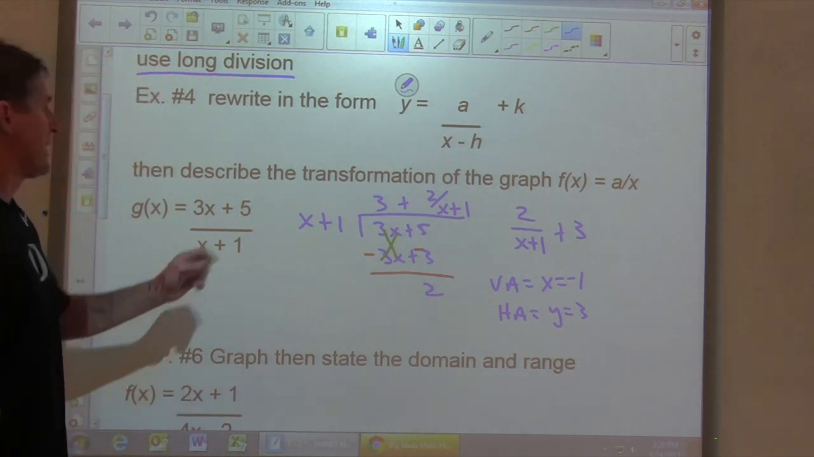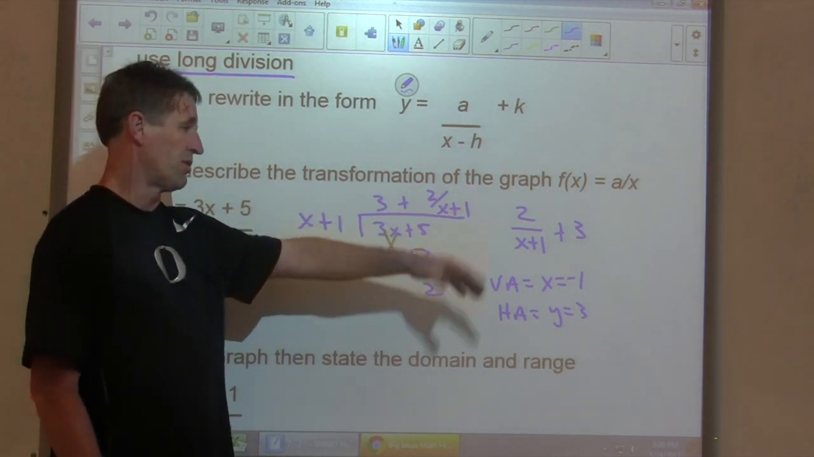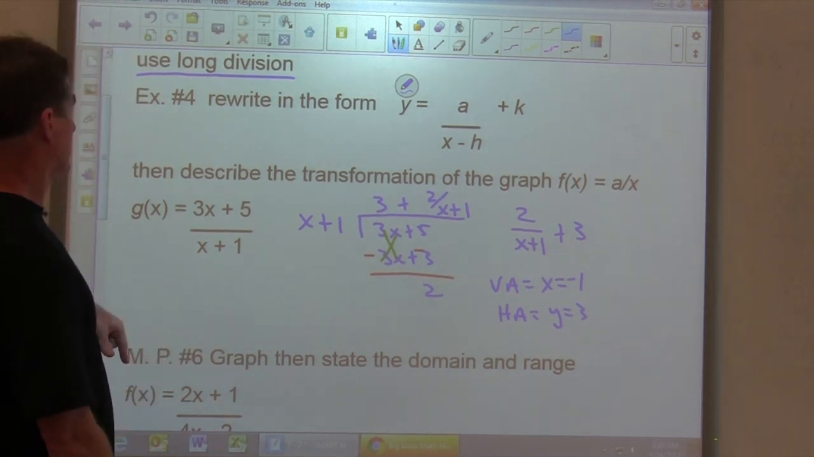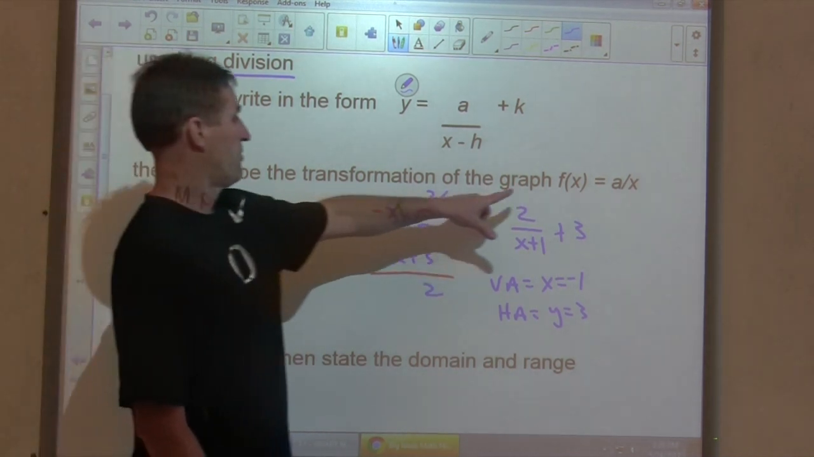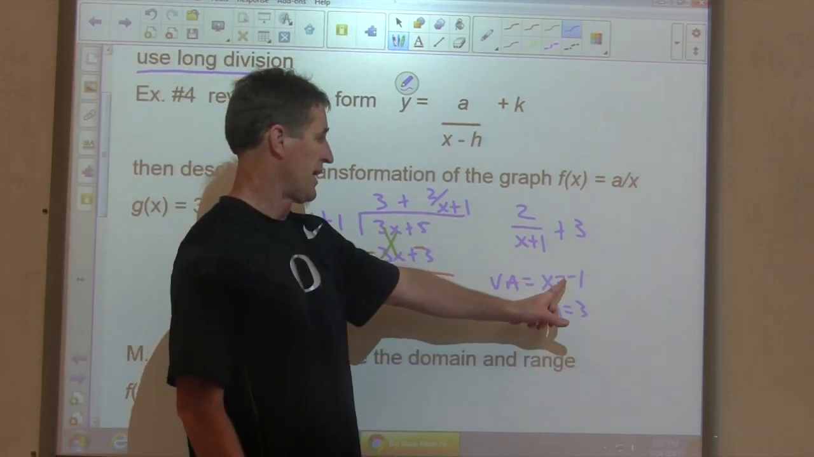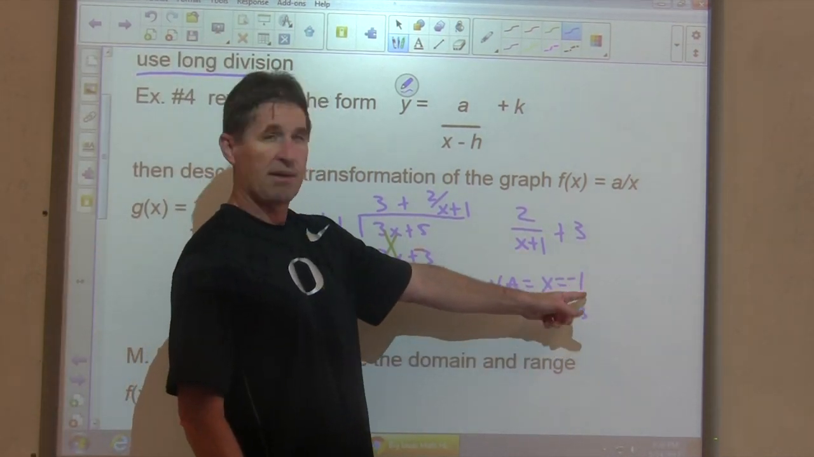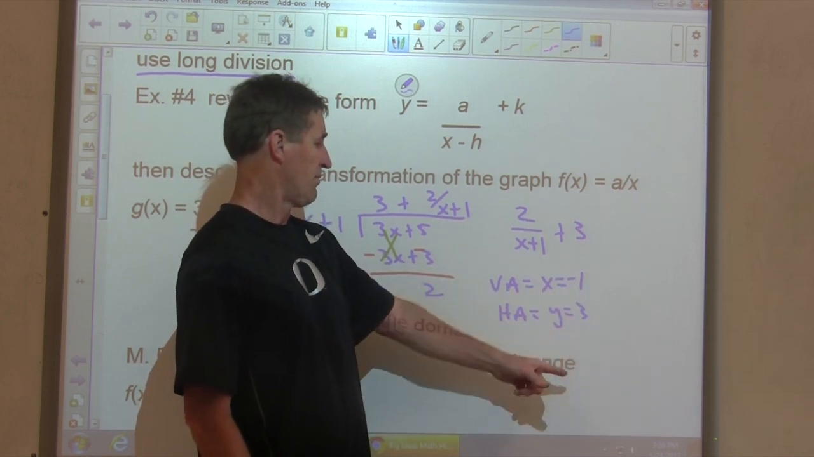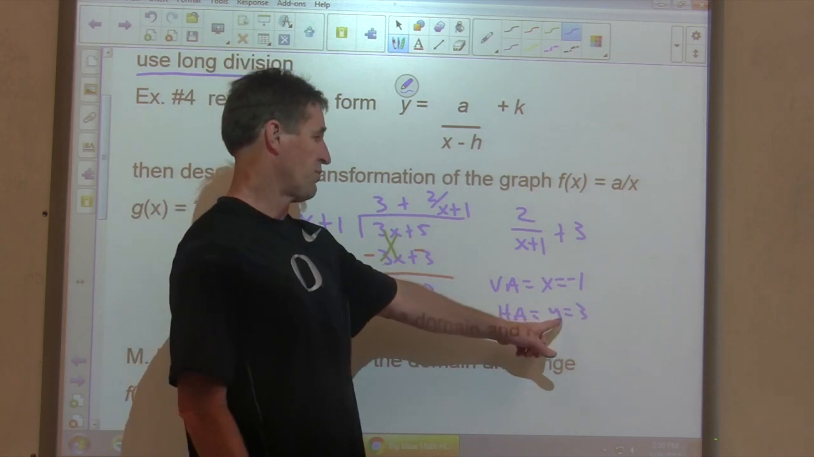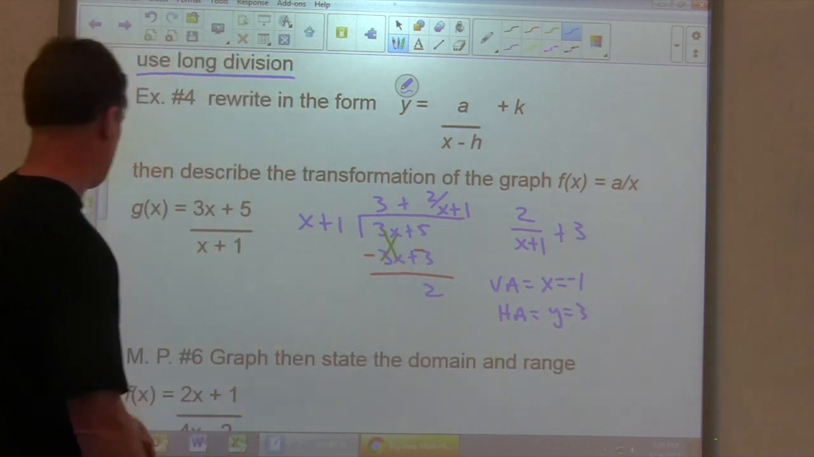Okay? On these, I'm not going to have you graph them because you're going to do enough graphing on the assignment. But now, so we've written it in the form. And if they ask you to do domain and range, pretty easy. Domain would be x can be everything except negative 1. So x is not equal to negative 1. And your range would be y is not equal to 3. It can be everything but that.